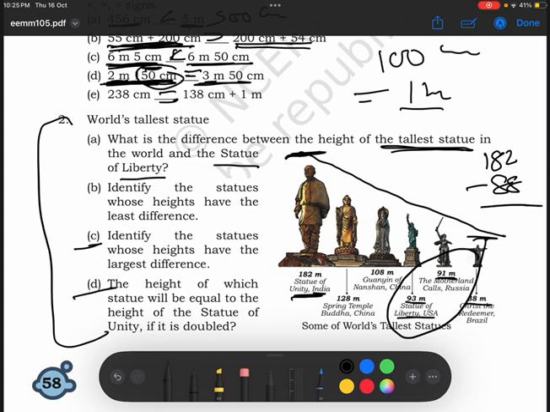Question number D, the height of which statue will be equal to the height of the Statue of Unity if it is doubled? So the height of the Statue of Unity is 182 and its half will be 91. So can you find a 91 meter statue? The Motherland Calls, this one. So the answer will be the Motherland Calls.